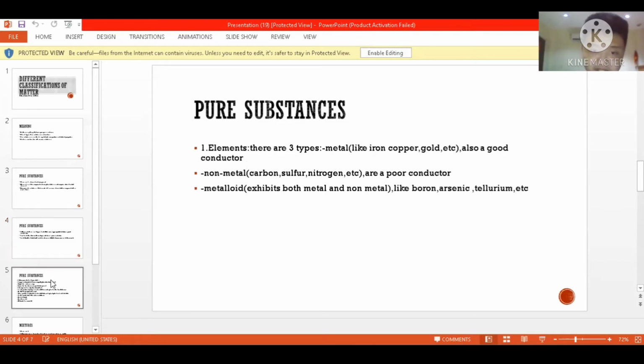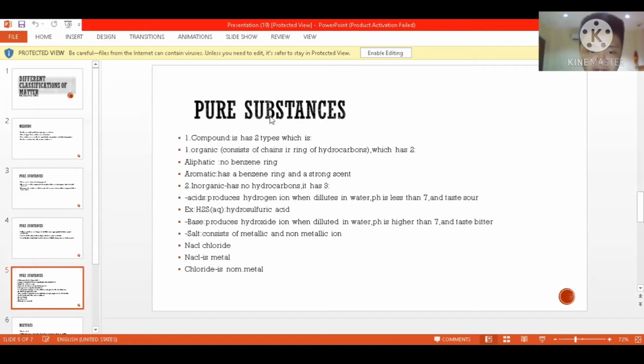Now let's go to compound. Compound has two types. One is organic, which consists of chains or rings of hydrocarbons. Hydrocarbons are made of C and H, and have two types. One is aliphatic, and the other has a benzene ring. So basically, aliphatic has no ring. It is not shaped like a ring, but more like a chain.